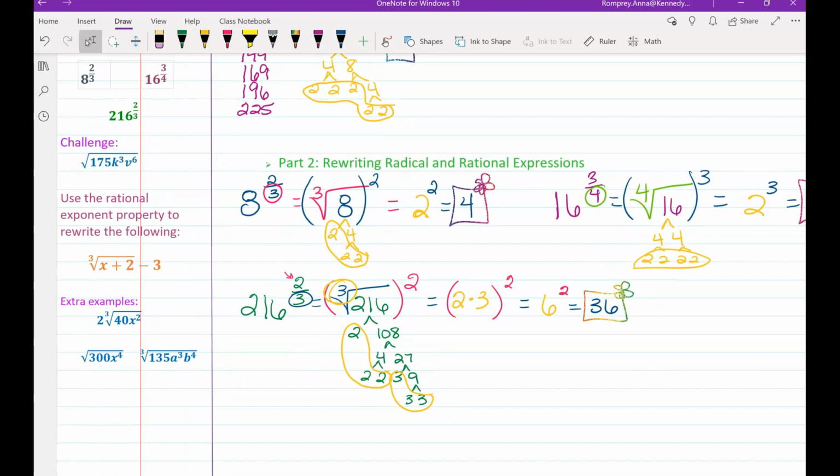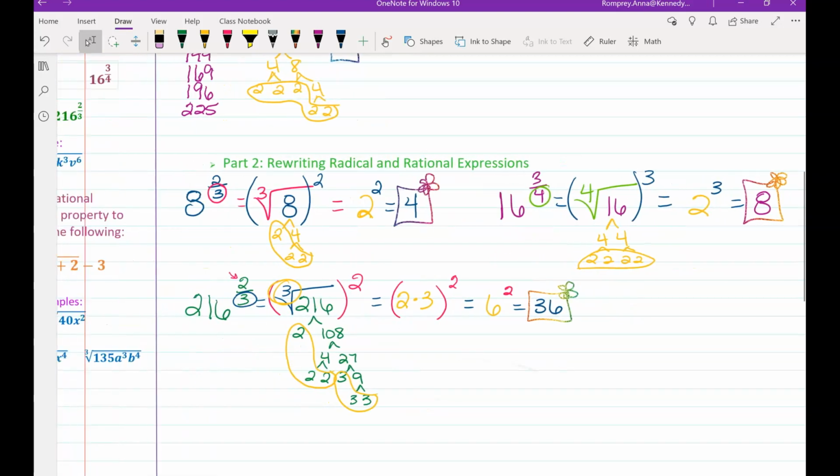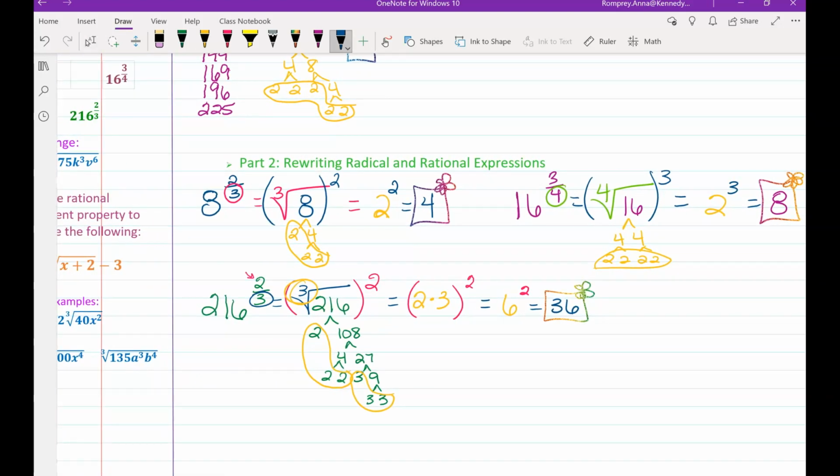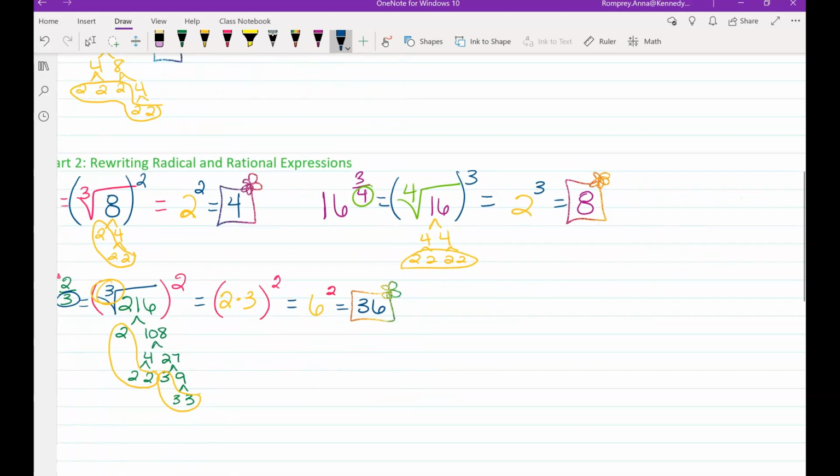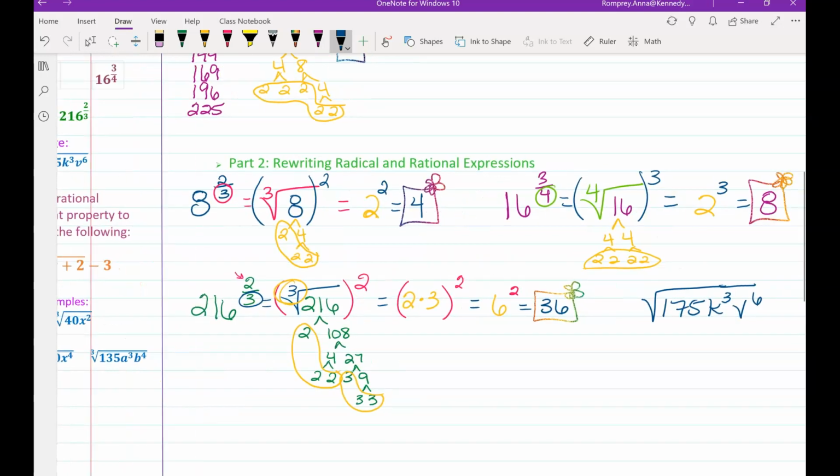So the square root of 175k to the third v to the sixth. So this is going to tie in simplifying radicals, and it's going to tie in working with our exponent rules. So it's going to make us think of both. Let's see. 175. So square root of 175k to the third v to the sixth. Let me go double check. K to the third. Yep.